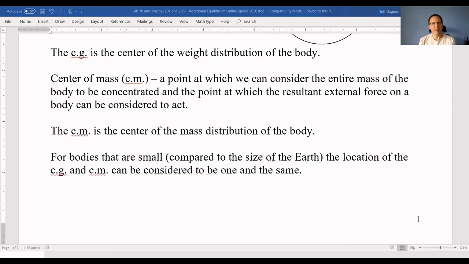Now, it's very subtle. You'd have to have an extremely tall object to have any sort of difference. So for all intents and purposes, the center of mass and center of gravity are basically the same location. And for our purposes in this lab, we're going to consider them to be the same exact location. So in reality, yes, slight differences, but for our purposes, think of them as being the same thing.